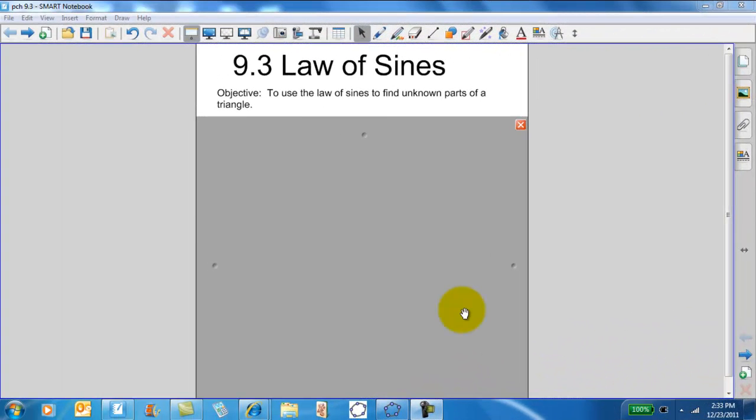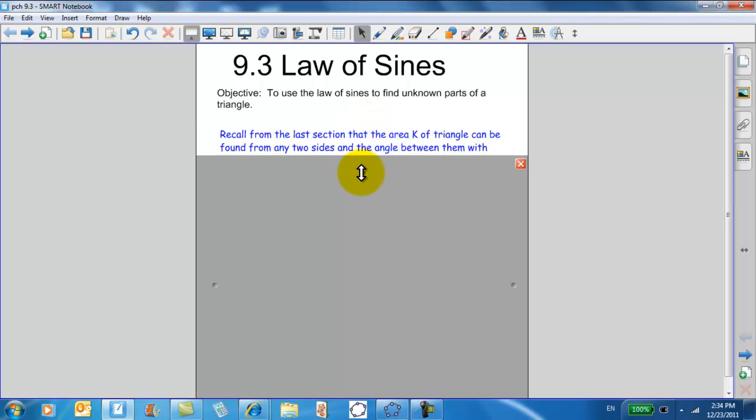Welcome, pre-calc honors students, to section 9.3, Law of Sines, where we're going to use the law of sines to find unknown parts of triangles. We branch out from the right triangle to a general triangle, like we did with the area formula last section. Now, last section we developed that area formula.